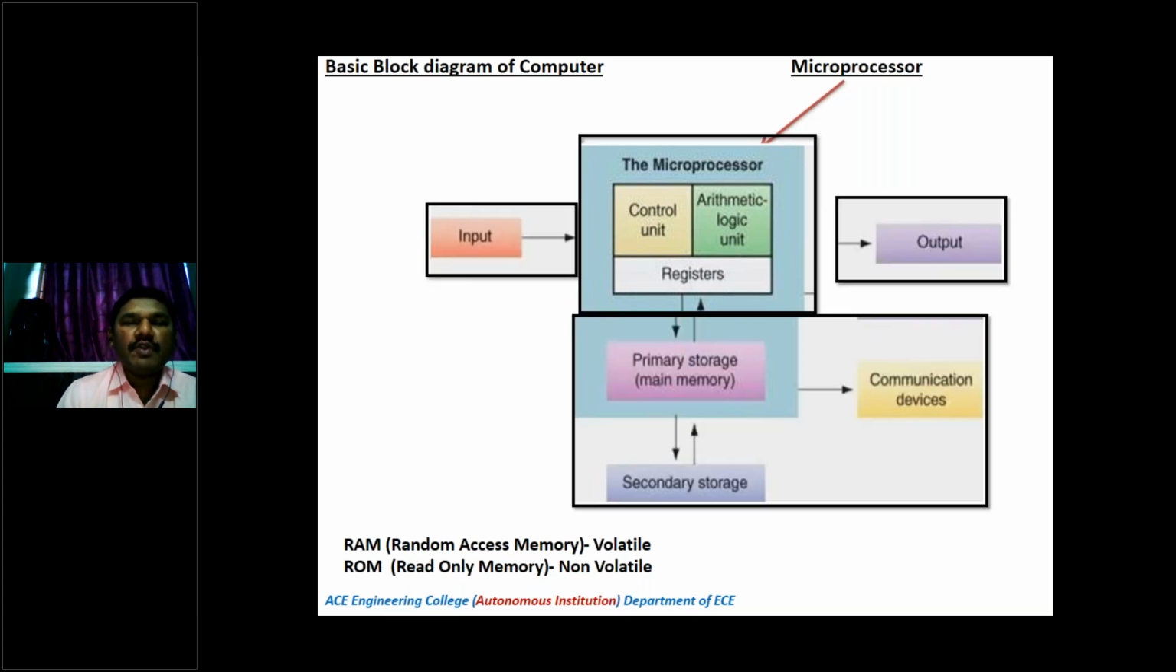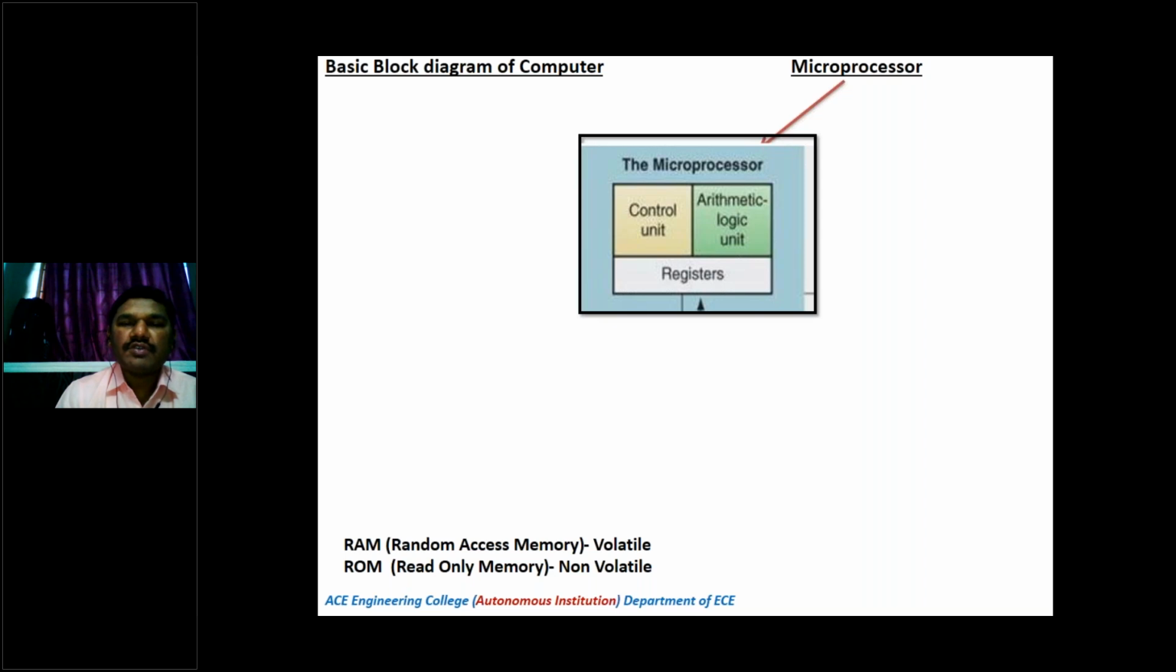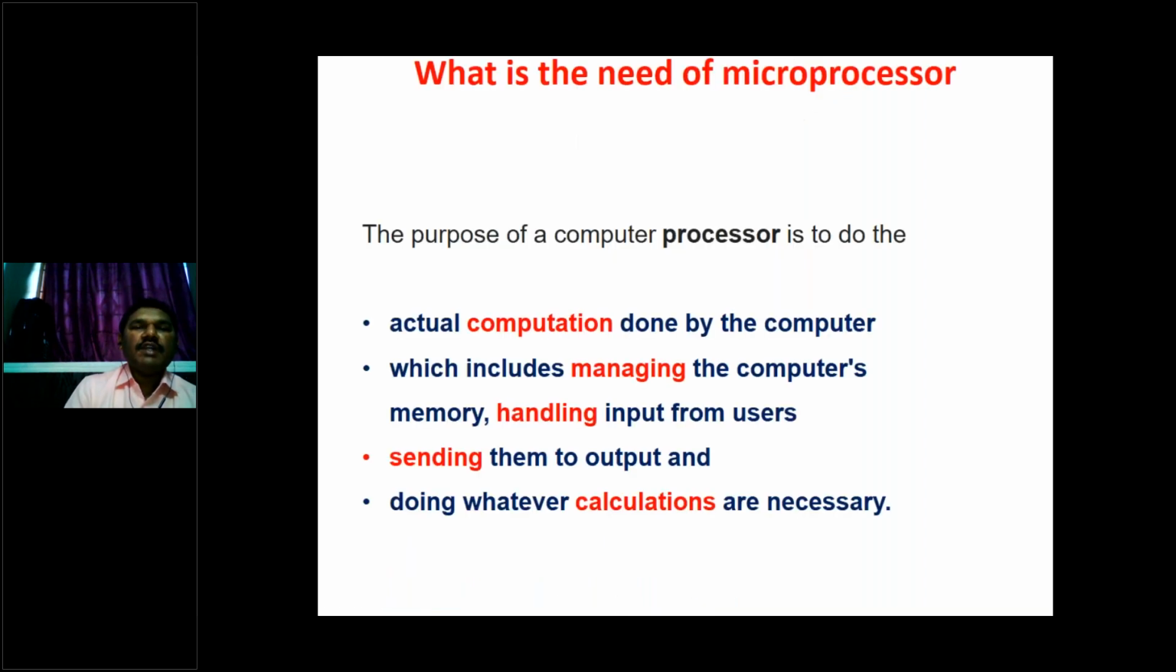With these blocks it is called a computer. Without them it is called a microprocessor. And what is the need for a microprocessor? Why we need a microprocessor in a computer system: the purpose of the computer processor is to do the actual computation done by the computer, which includes managing the computer's memory, handling input from users, sending it to output, and doing whatever calculations are necessary.